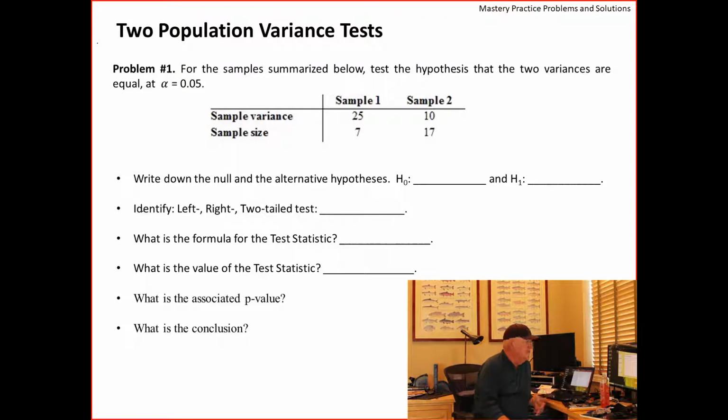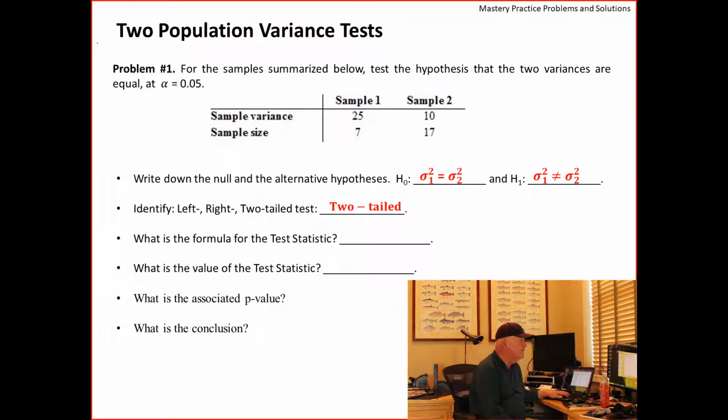So you've got the table, gives you a sample variance, gives you a sample size. That's kind of all the information you need for sample 1 and sample 2. There's the information. The first question says write down the null and the alternative hypotheses. So if we look at the top, it says test the hypothesis the two variances are equal. Generally when you see that, there's no information about whether the one variance is bigger than the other. So the two hypotheses become: the two variances are equal, the null hypothesis, or that they're not, the alternative hypothesis, and there you have it. That means that this is a two-tailed test, right?